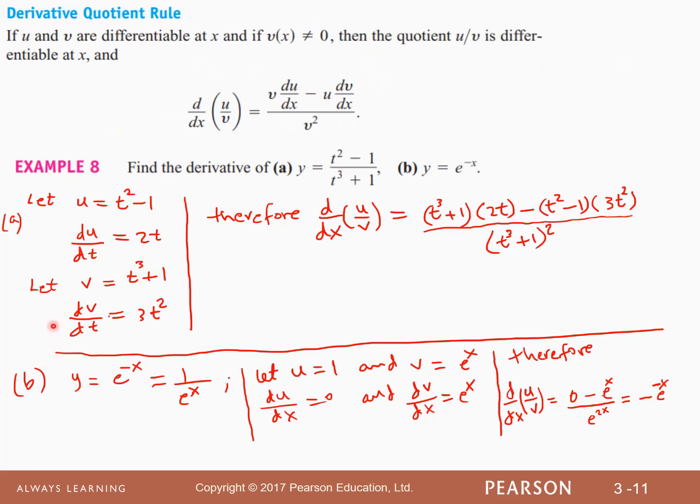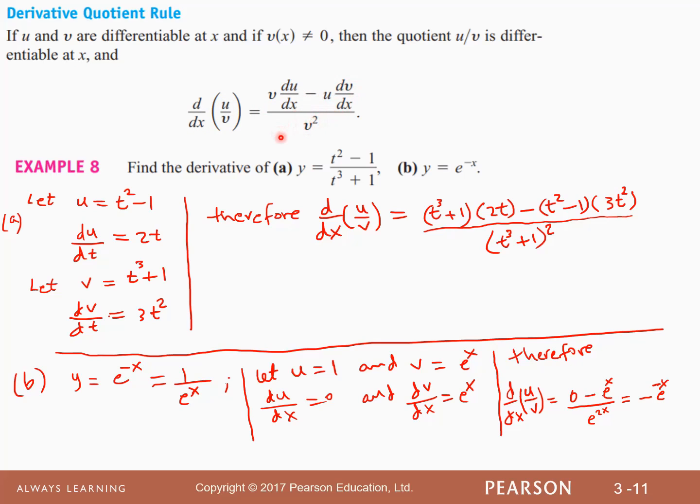Derivative quotient rule. If u and v are differentiable at x and v of x is not equal to 0, then the quotient u over v is differentiable at x and the derivative of the quotient u divided by v is equal to v multiplied by the derivative of u minus u multiplied by the derivative of v, over v squared.